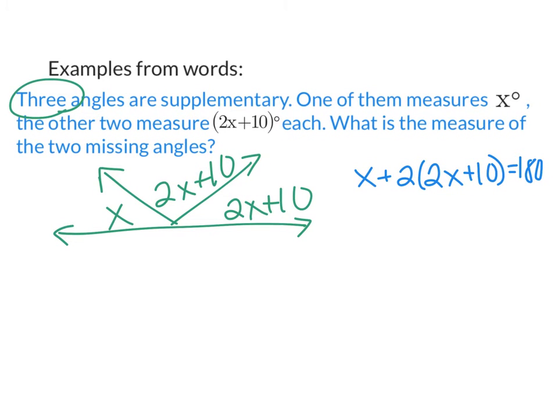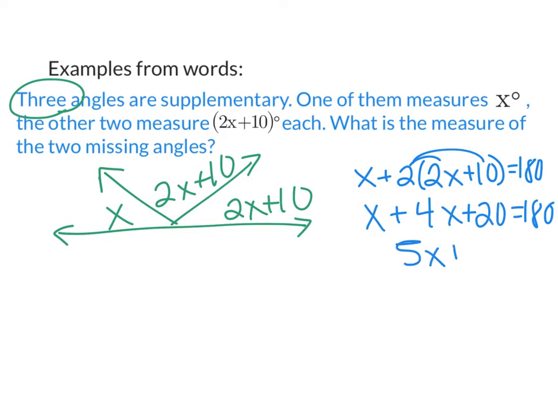Give me some space to solve that problem. So I'm going to use some distribution for this one. So distributing the 2 through, and then that will allow me to do some simplifying by combining like terms. So 5x plus 20 equals 180.